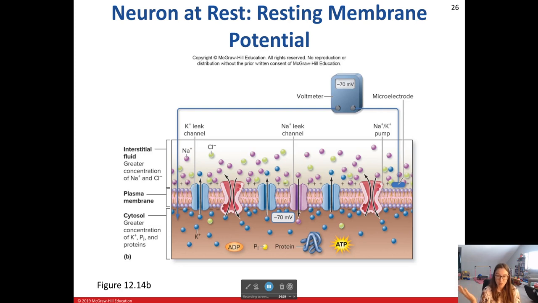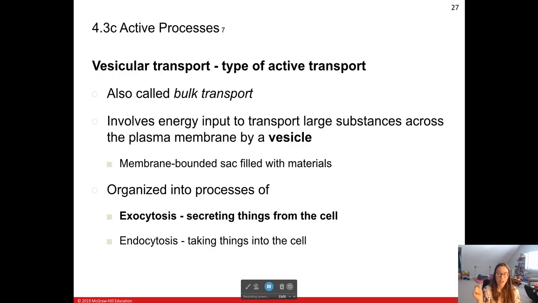Hopefully that was helpful. We're going to be going over this again and again this semester because it's pretty important. The last thing I wanted to talk about is vesicular transport, which is a type of active transport, also called bulk transport. It involves energy input to transport large substances across the plasma membrane by using a transport vesicle, which is a membrane-bound sac that's filled with whatever material you're transporting.